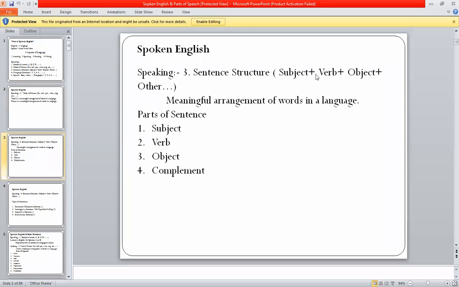So sentence structure is made up of subject plus verb plus object plus other part or complementary part. These are called the parts of a sentence. So what is a sentence? A meaningful arrangement of words in a language.